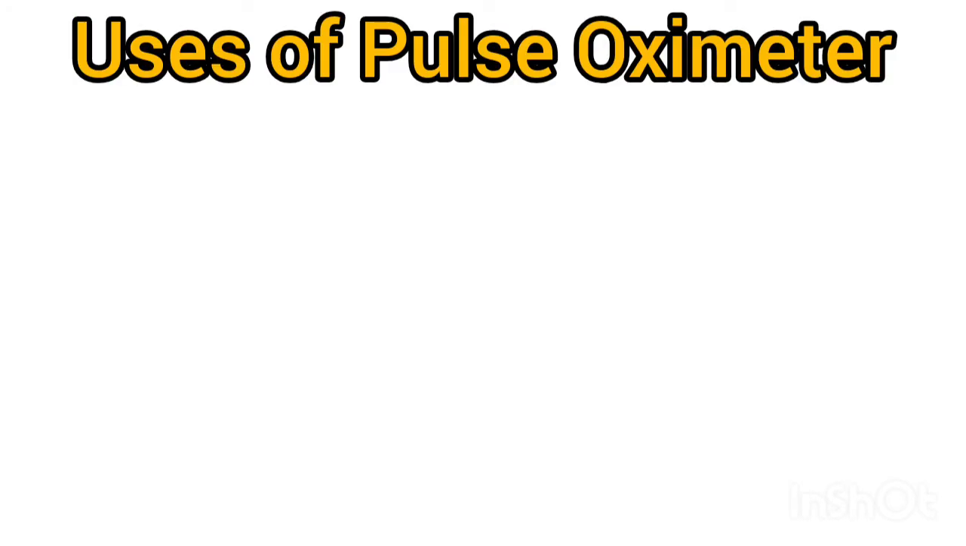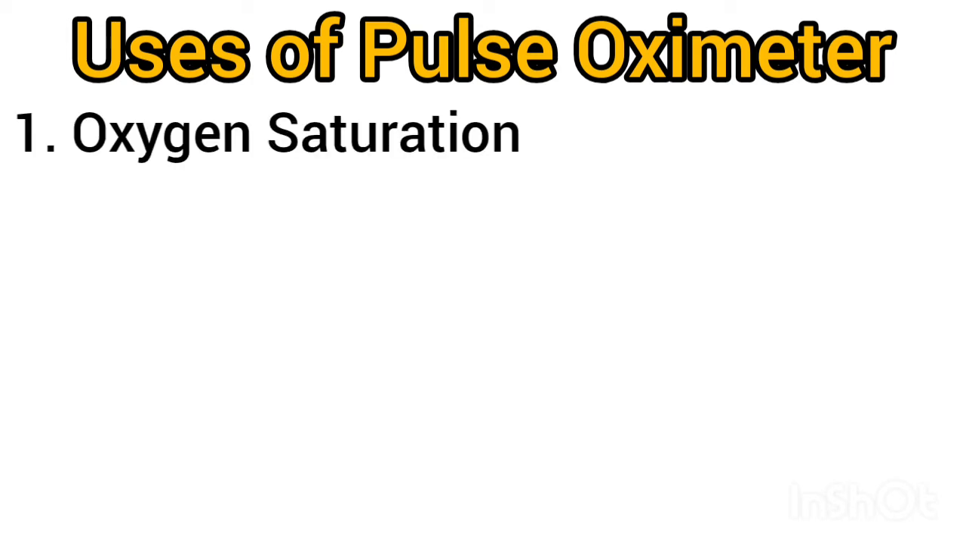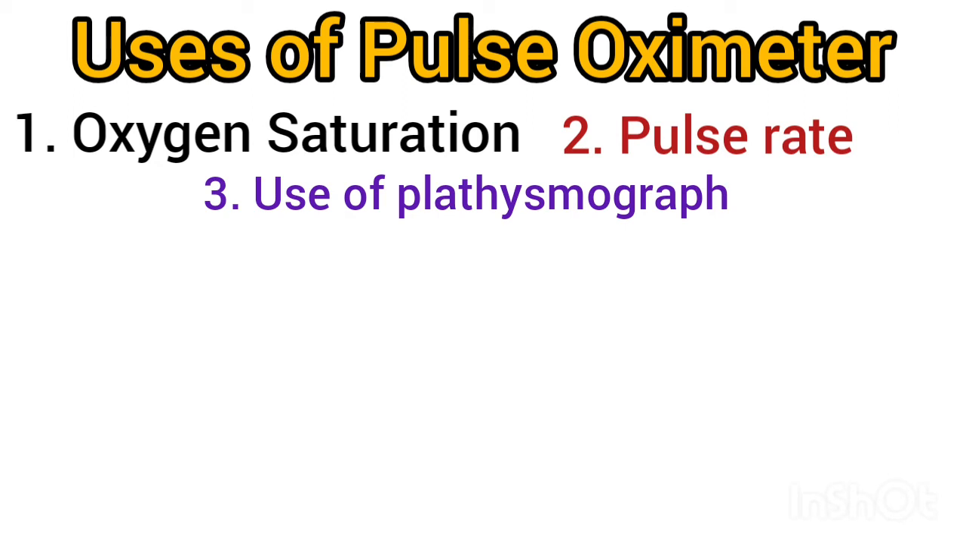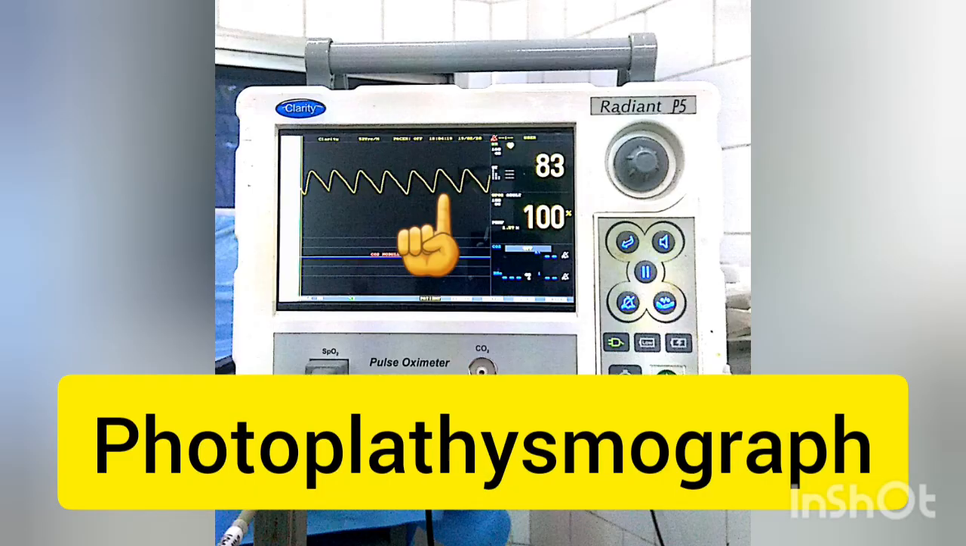Now let us look into some of the uses of pulse oximetry. Apart from oxygen saturation levels, pulse oximetry also shows pulse rate of the patient, which is quite useful in case of intensive care units where continuous monitoring of various parameters is needed. Secondly, photoplethysmography, that is, the variations in the amplitude of the pulse oximeter waveform, can be used to assess the fluid status of a patient and also responsiveness to fluid therapy.